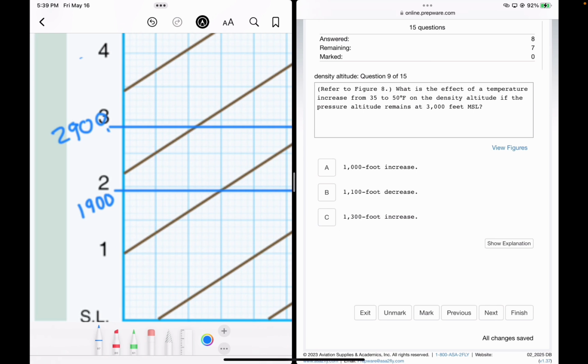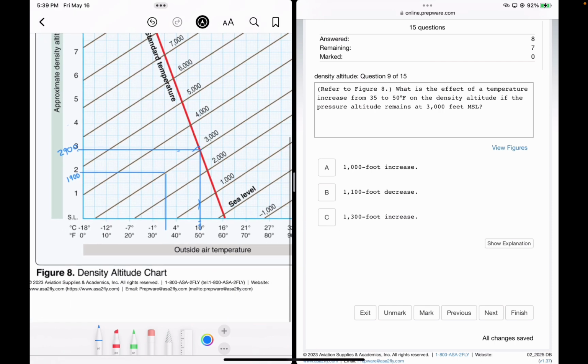Okay. So the difference between that is 1,000 feet. Okay, so zoom out. Did the density altitude increase or decrease? I would say it increased, from 1,900 to 2,900. So now we have to choose between these two numbers, and I think it's this. Yes, we got it right. Good job, everybody. Let's go next.